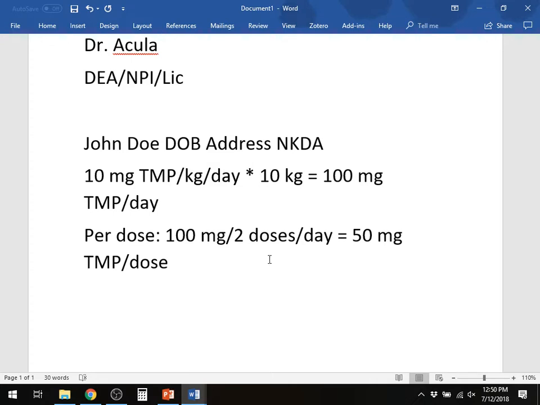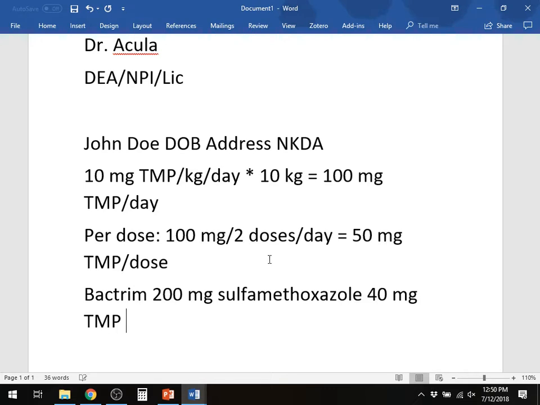So again, it's Bactrim, 200 milligrams of sulfamethoxazole, 40 milligrams TMP per 5 mLs. And 5 mLs is otherwise known as what? Teaspoon, right? That's why you see a lot of things per 5 mLs, because that's essentially what a teaspoon is. So basically what I want to figure out is, what is 40 milligrams of TMP divided by 5 mLs? What do I get per mL? It should be 8 milligrams per mL of trimethoprim.